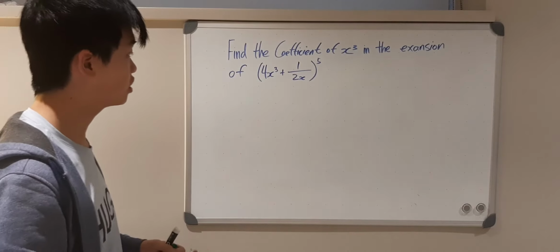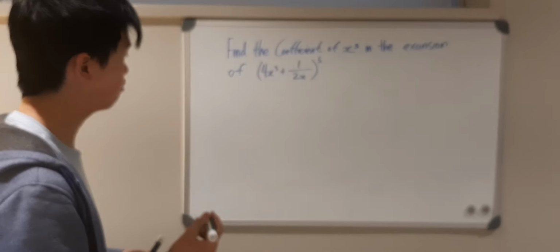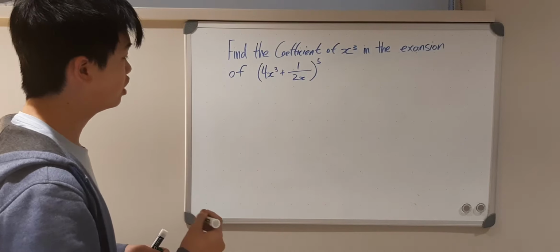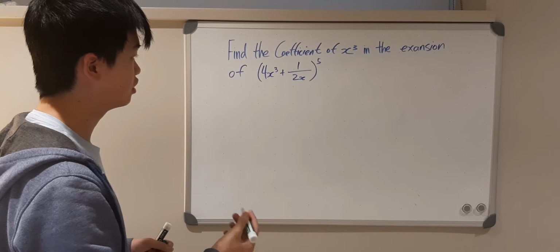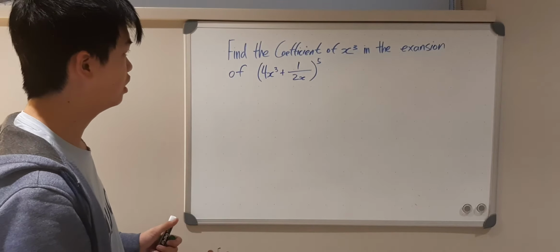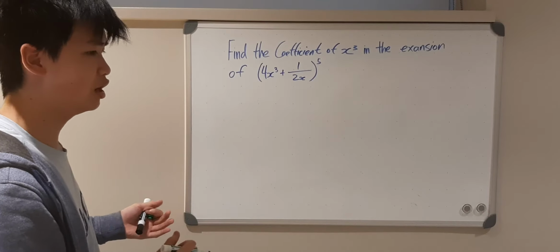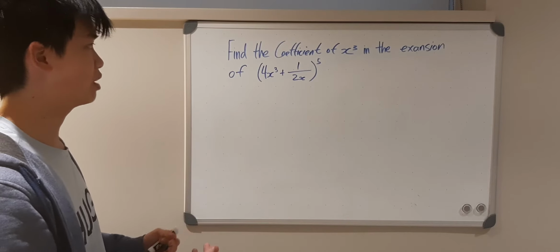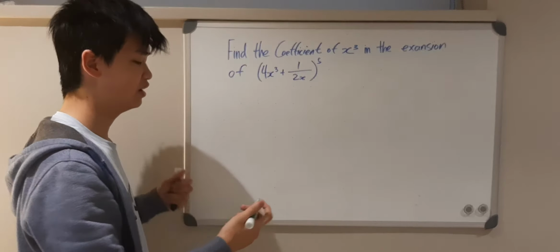Hello, so in this question we have to find the coefficient of x to the power 3 in the expansion of (4x to the power 3 + 1/(2x)) to the power 5. So as we know, we could just use the binomial theorem to expand the whole thing and then pull out the coefficient of x cubed, but that takes a lot of time and that might be a little bit tedious, so I'm going to be doing the shortcut of that.